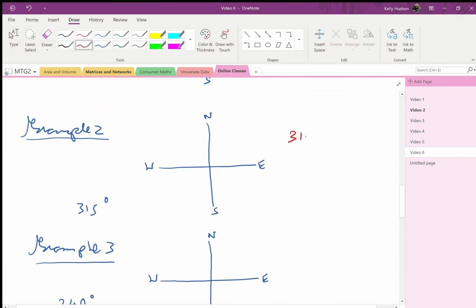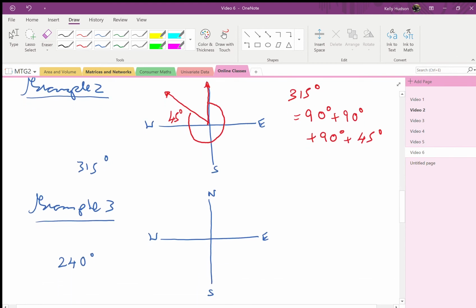Right, the next one, example number 2, is 315 degrees. Now 315 degrees is made up of 90 degrees plus another 90 degrees, that makes 180 degrees, plus another 90 degrees, which makes up 270 degrees, plus another 45 degrees. So I have to start from my true north, and I sweep through 90 degrees, 180 degrees, 270 degrees, and I swing right round so that I have an angle which is 45 degrees to be my bearing.